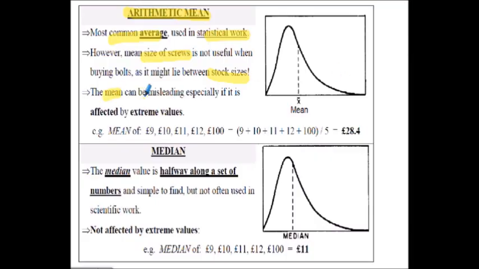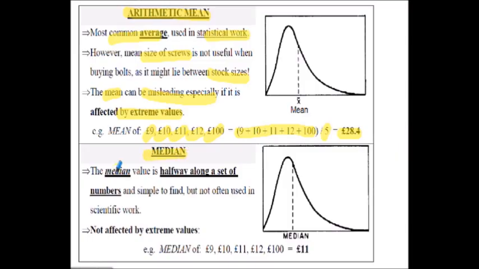However, the mean can be misleading, especially if it has very extreme values in the series. Just take these numbers here, say their hourly rates, for example. We've got a £9, a £10, £11, £12, and £100. When you work out the mean average using our formula, you add up all the values and divide by the number of them. You get a value of £28.40. Now we're going to compare that in a moment to the median below, and you'll see why the mean has been affected by extreme values.